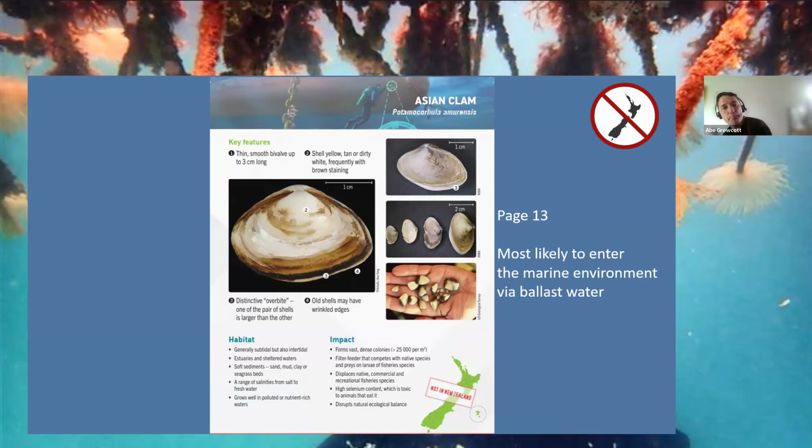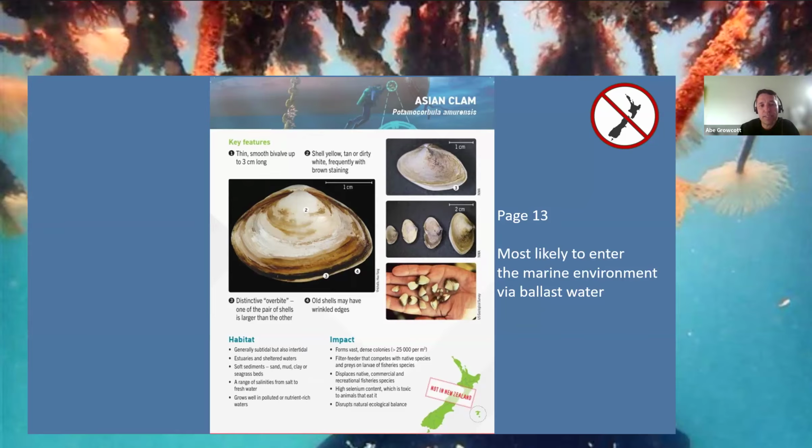This is the Asian clam. So this is different to the freshwater gold clam that you may know about. This is a very small clam, only 3 centimeters long. The key feature for this species is that one side of the shell is larger than the other, so it forms an overbite. And that is the key. So very small, and it has this overbite.